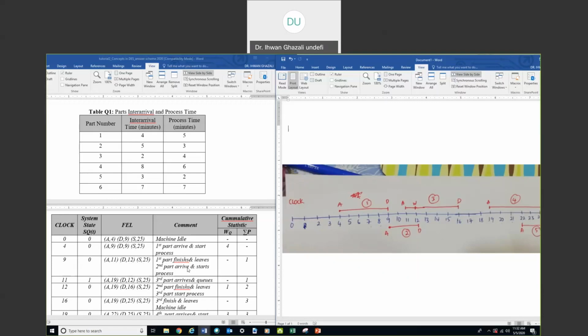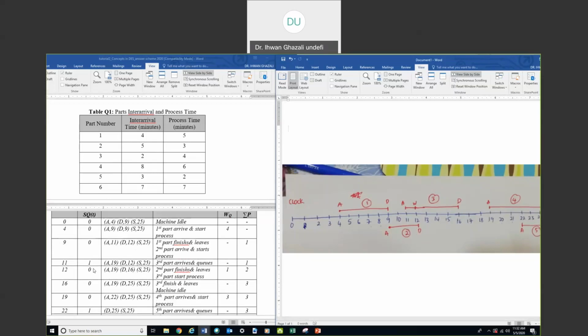Okay, the comment here: first part finish, first part already finished, right? Okay, and already leave. So the total number of parts already finished is 1. And then for the second part, now arrive, and then start to be processed. All right. Now we go to the third line.